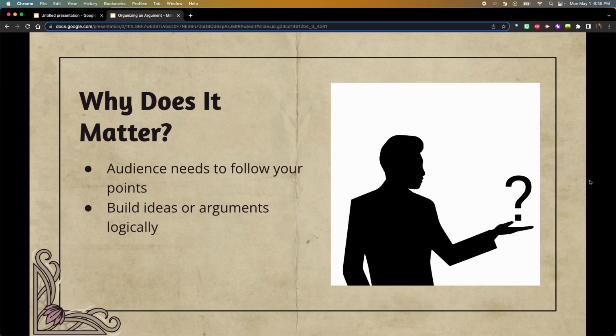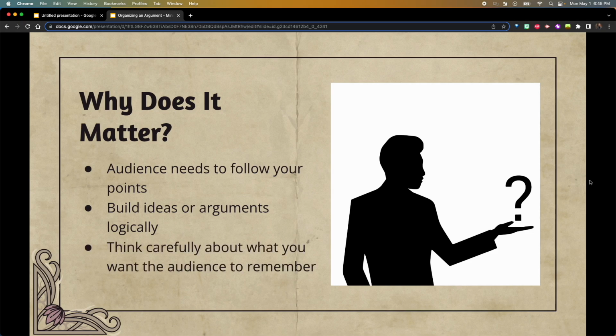Second, it helps to build your ideas or arguments logically, building from one point to the next so that they go sequentially and make sense to the audience. And lastly, we have to think carefully about what you want the audience to remember. If you put something towards the end, it is more likely the audience is going to remember it more than what happens at the beginning.